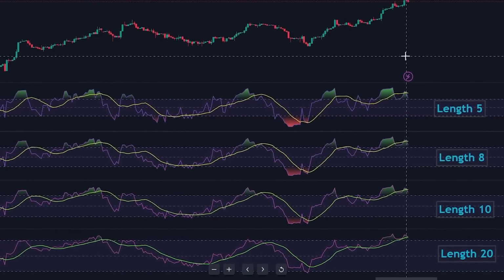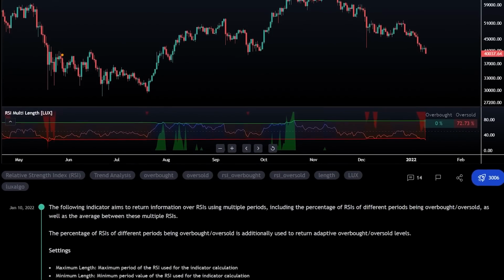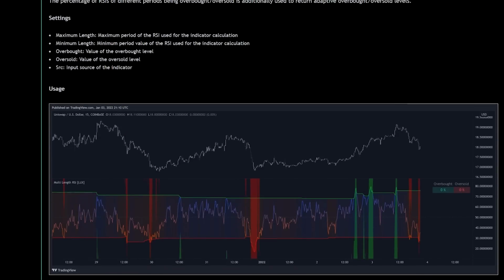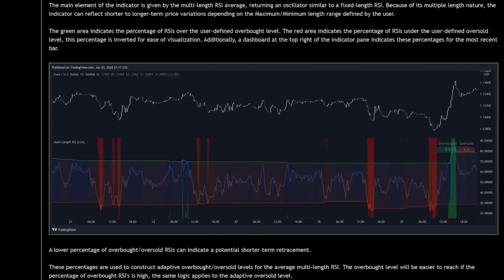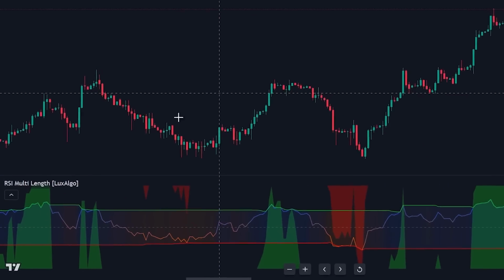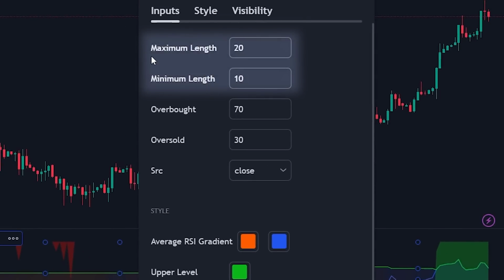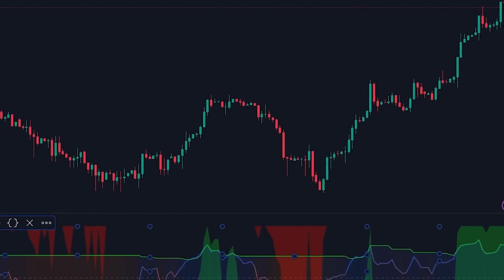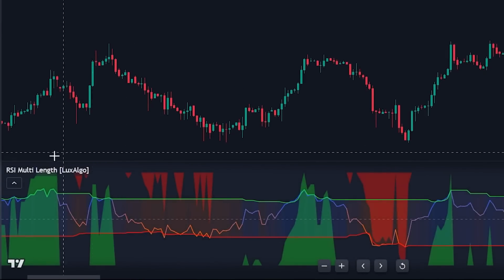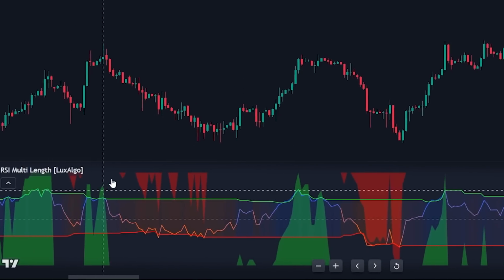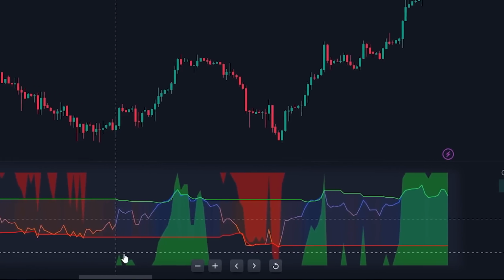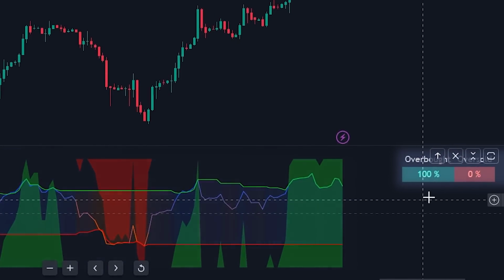Well, LuxAlgo noticed this and addressed it. What LuxAlgo has done here is completely redeveloped the indicator to account for a number of different periods in one simple indicator. In the settings, you can determine a range of values you would like to check by adjusting the minimum length and the maximum length. Here, let's input 5 for the minimum and 20 for the maximum. What the indicator will now do is look at periods from 5 to 20 and tell you how many of those periods are showing the indicator as overbought or oversold as a percentage.